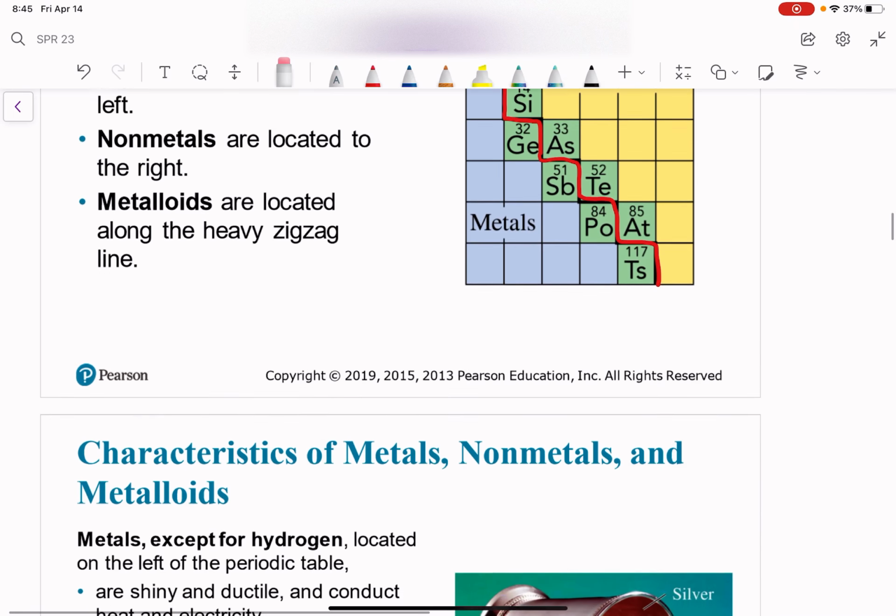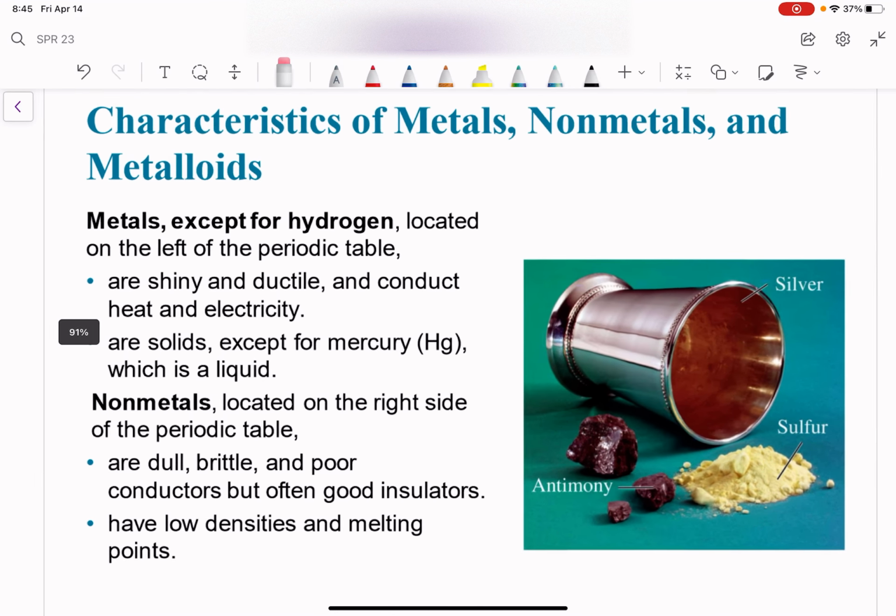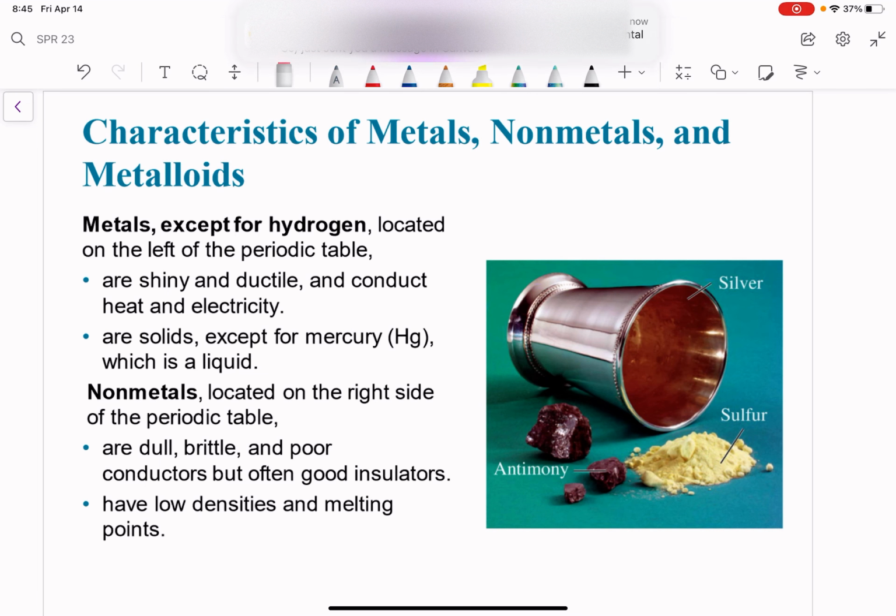Okay, let's keep going. Characteristics of metals, nonmetals, and metalloids. Metals, except for hydrogen, are located on the left of the periodic table. They're shiny and ductile, which means kind of malleable, and they conduct heat and electricity. Those are some things about metals.